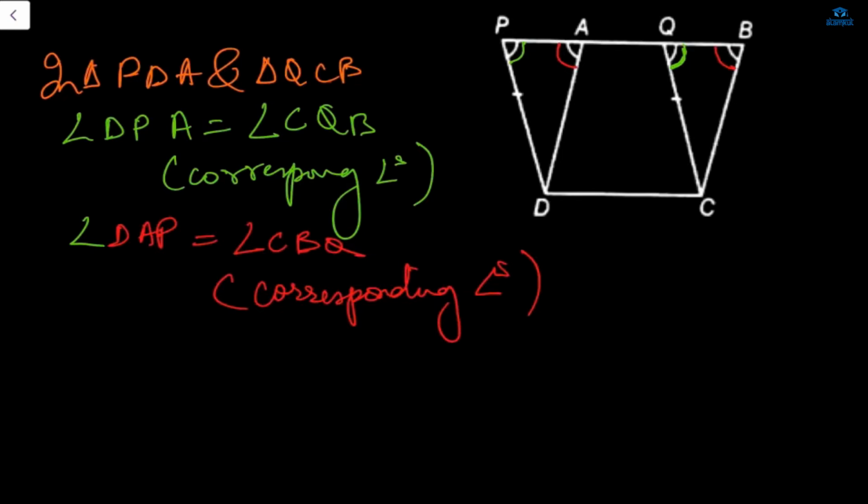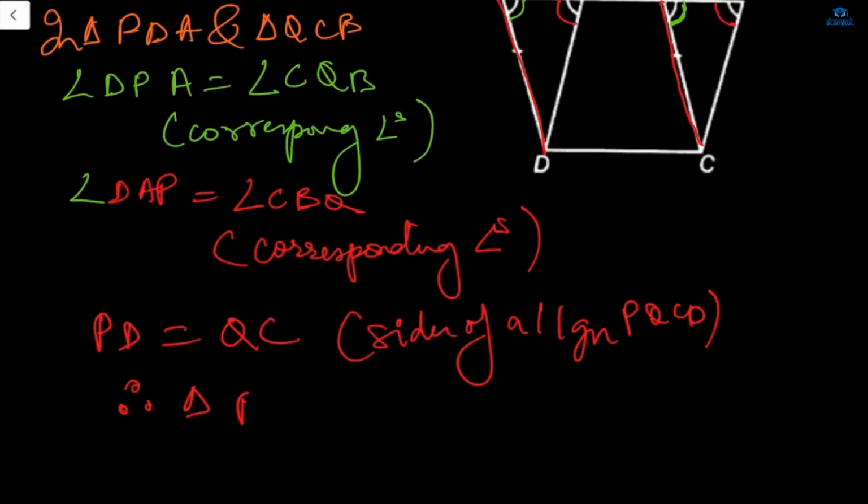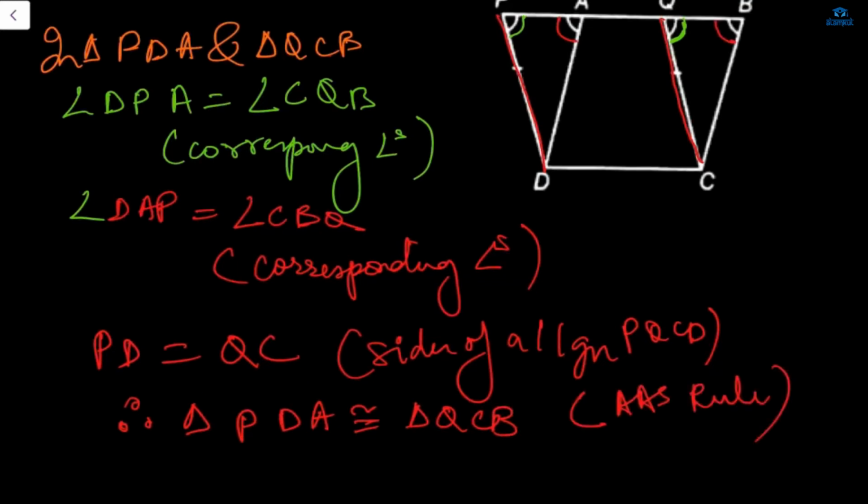Now, two angles we have already taken. Now we need a side. This side PD is equal to QC because opposite sides of a parallelogram are parallel and equal. Similarly, you can take AD and BC also. So I am taking PD equal to QC, sides of a parallelogram. Therefore, triangle PDA is congruent to triangle QCB by the ASA rule. Understood? No doubts. So we have proved that the two triangles are congruent.